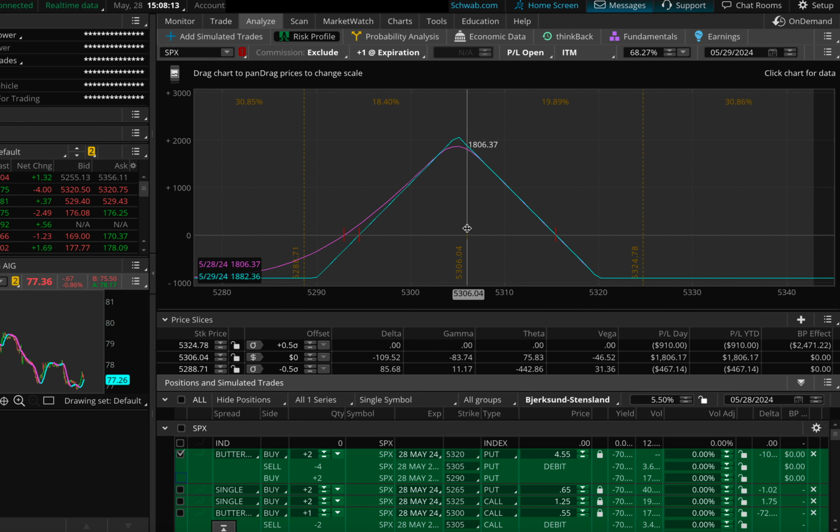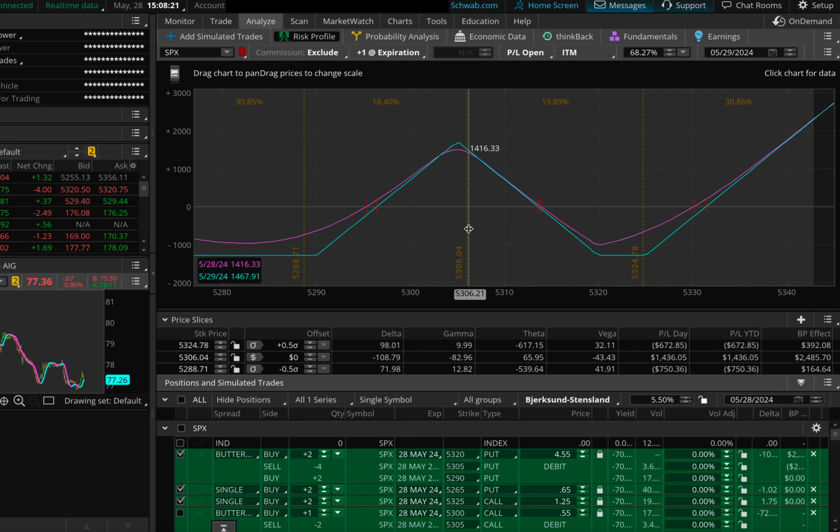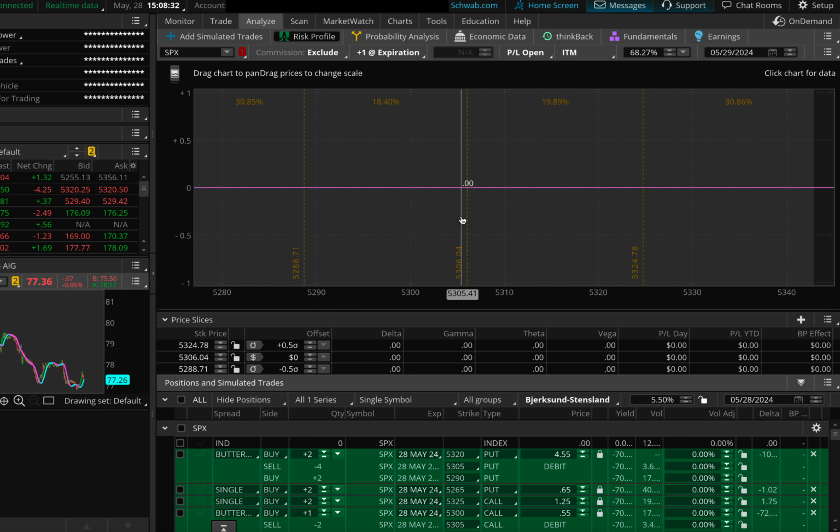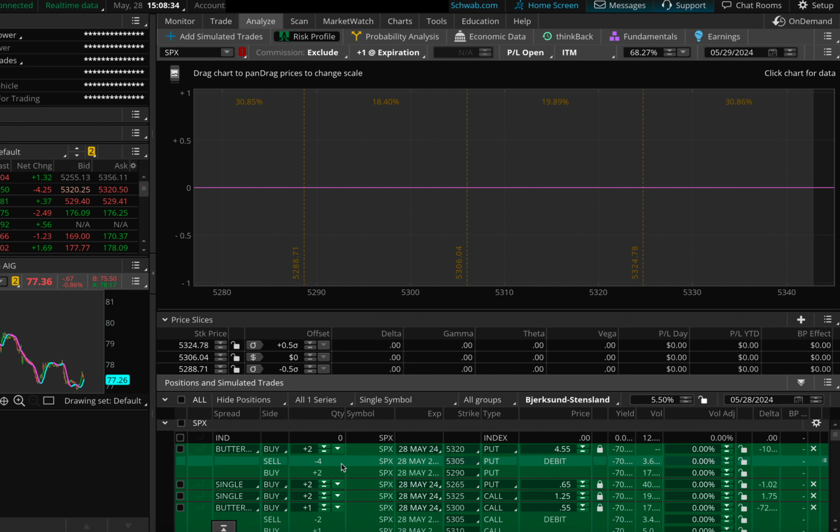This trade, just the butterfly without the snow tires, would have made 1,806. With the snow tires on, it would have made 1,436. So that's the real money trade. But again, we closed that one down at a profit of 100. So that was closed earlier on in the day.